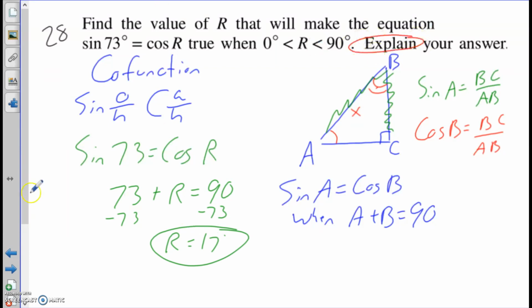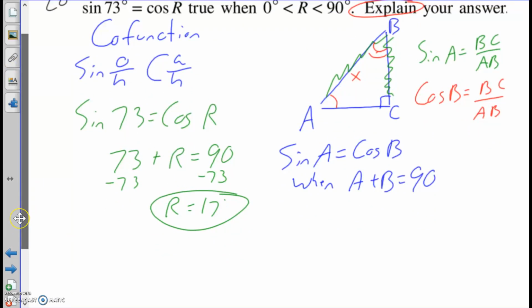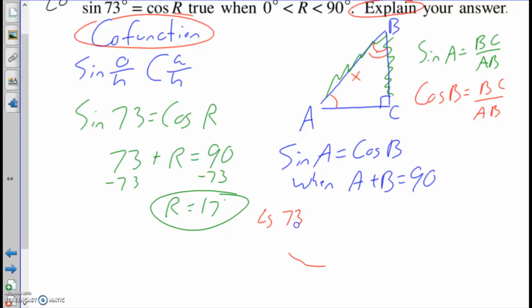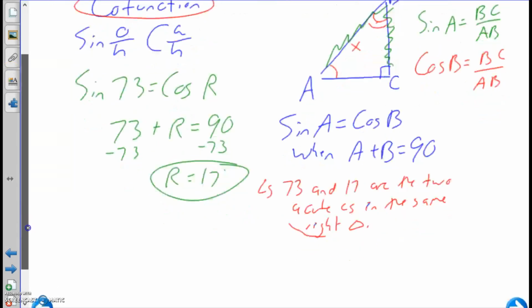Now explain your answer. I kind of just said it, but what would you actually write down? There's a lot of things you could say that I think would receive credit here. If you mentioned the phrase cofunctions, that would certainly be good, but you could say that angles 73 and 17 are the two acute angles in the same right triangle.